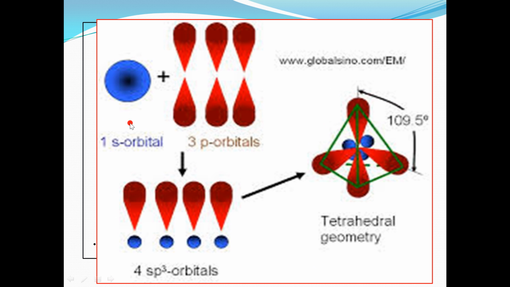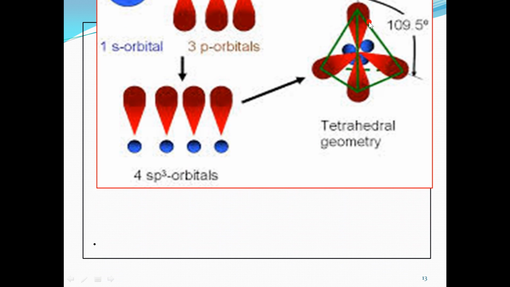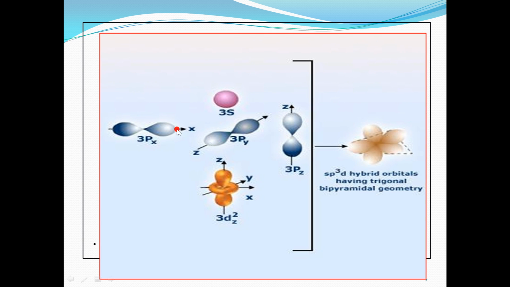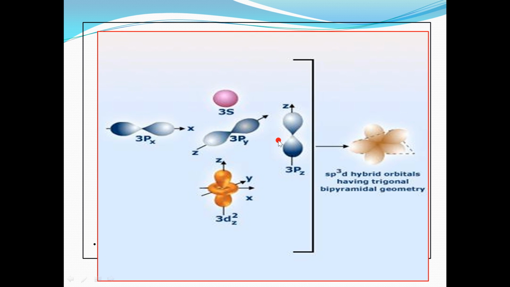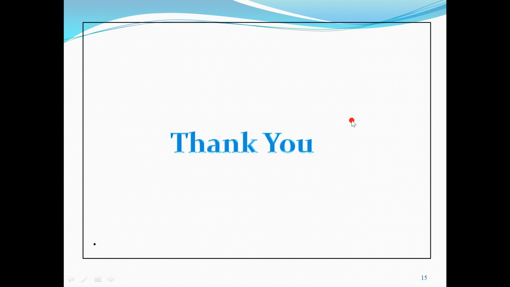Next is the 1s orbital and 3p orbitals, which are used for the bonding purpose and undergo a tetrahedral type of geometry. Here the particular angle between them is 109.5 degrees. Then next is the s orbital and the 3p orbitals, and d orbitals are also used for the bonding. So sp3d hybrid orbitals are formed, and such a structure is called the bipyramidal type of geometry, trigonal bipyramidal.